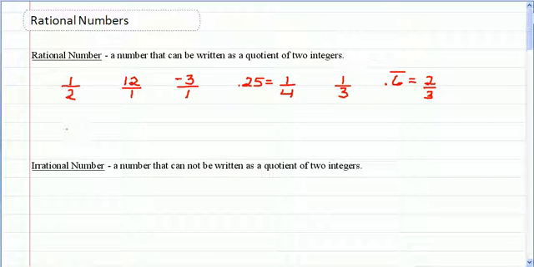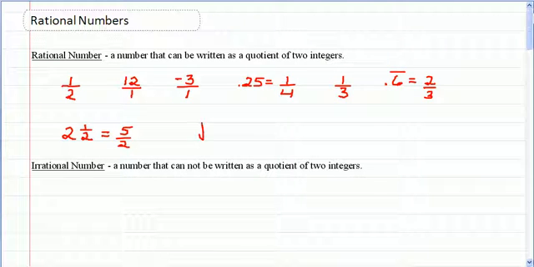A mixed number, 2.5, is the same as 5/2. And then also, when you have a square root with a perfect square underneath, the square root of 25 is equal to 5 because 5 times 5 is 25. And a final example would be the square root of 100. 100 is a perfect square because 10 times 10 is 100. So all of these are examples of rational numbers.